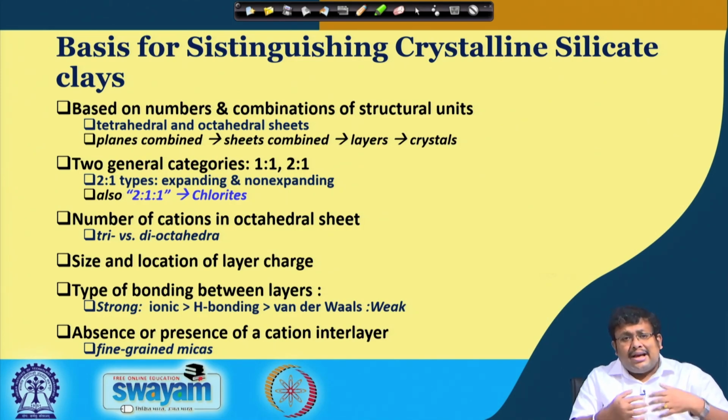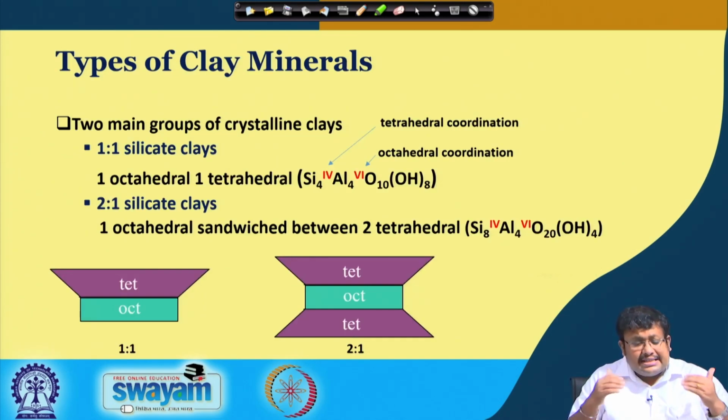And also based on the number of cations in the octahedral sheet, so either it is trioctahedral or dioctahedral, depending on the size and location of layer charge, and depending on the type of bonding between the layers, because you know that there are different types of bonding like ionic bonding, hydrogen bonding, van der Waals bonding. So, based on these different types of bonding and their strength also, we can distinguish different types of silicate clays, and also based on the absence or presence of cationic interlayers, we can distinguish different types of clay minerals like fine grained mica.